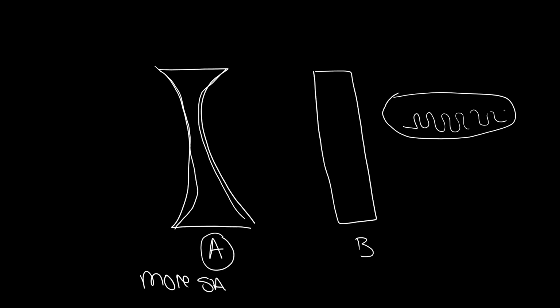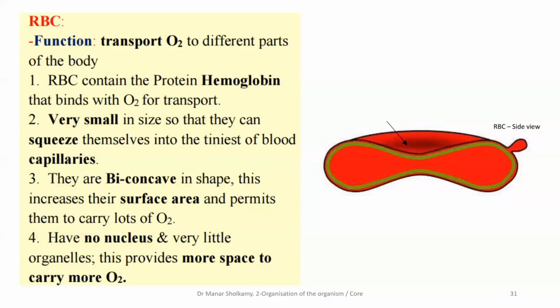No, being biconcave increases its surface area. For going into capillaries, it is actually very small. So this is a point on its own. Okay? Red blood cells, they are very small. Your notes, you wrote that biconcave is only to squeeze into the smallest and tiniest blood vessels. Yes, my dear, look, it's a point on its own.